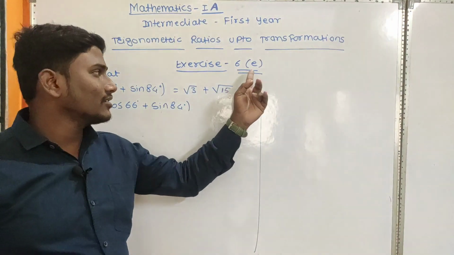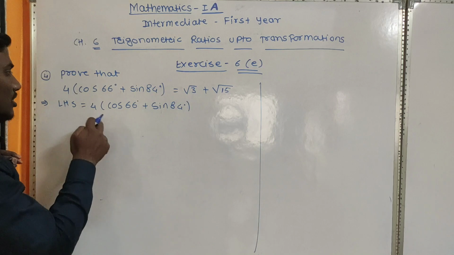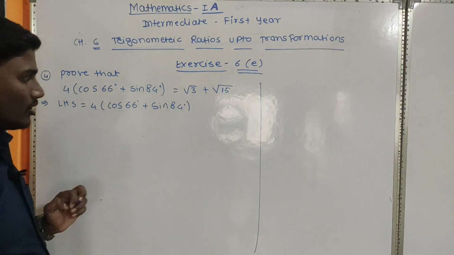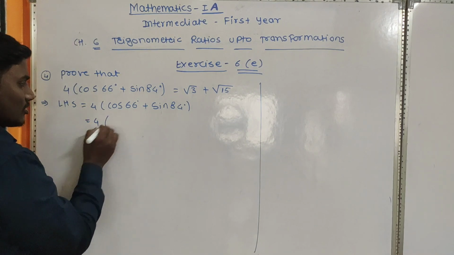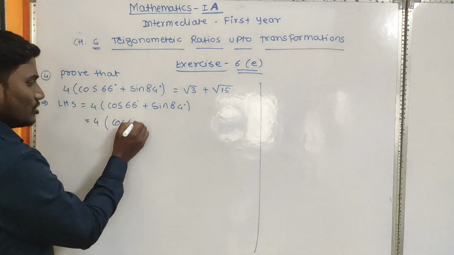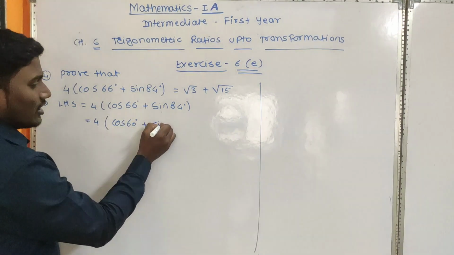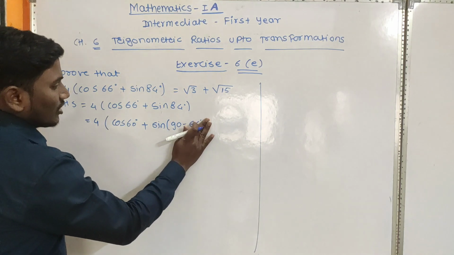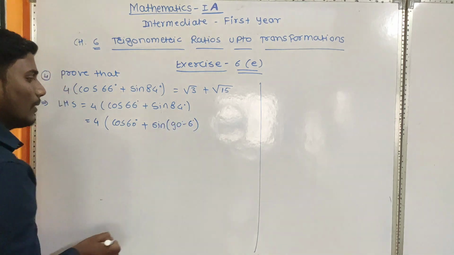Of exercise 6e. So we take LHS and to prove RHS, 4 times cos 66 plus sin 84. Now we can write this as, first of all, 4 times cos 66 degree. So this 84 can be written as 90, nearest to 90, am I right? So 90 degree minus 6 degree. 90 minus 6 is 84, am I right?